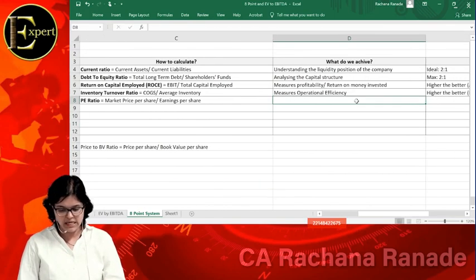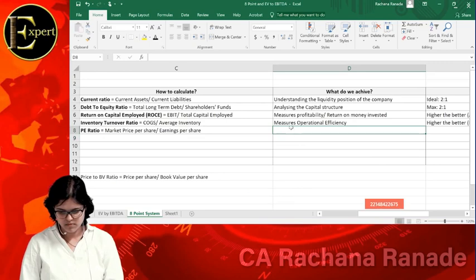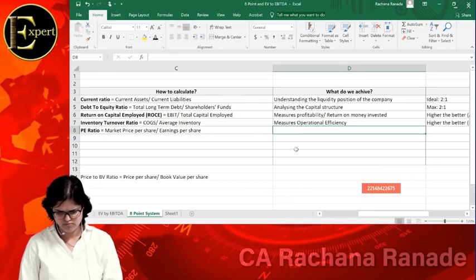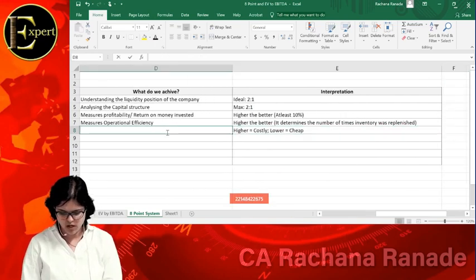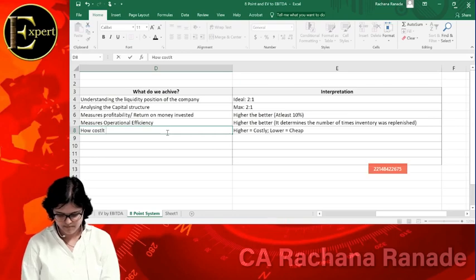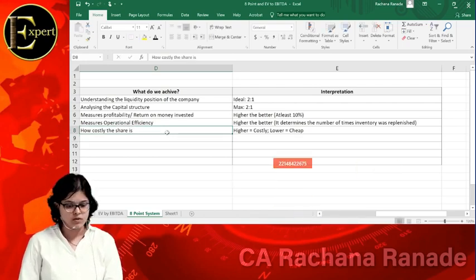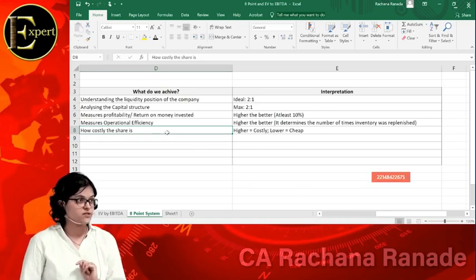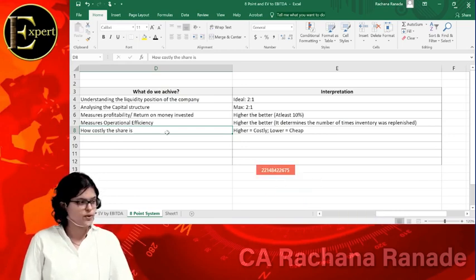Acha, what do we understand in PE? How costly, correct. So, in the what do we understand part, how costly is the share? Maybe I've written it here directly. Okay, so here you can just write down how costly the share is. We'll write that in interpretation. Or we can also write down whatever we achieve. How costly the share is is what we understand.